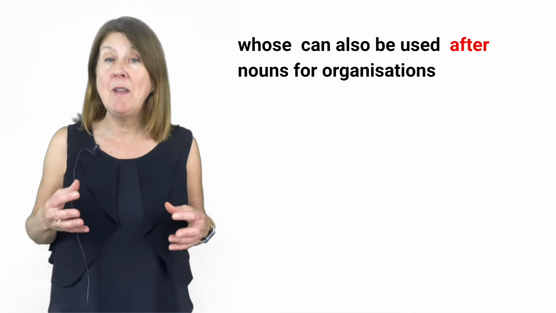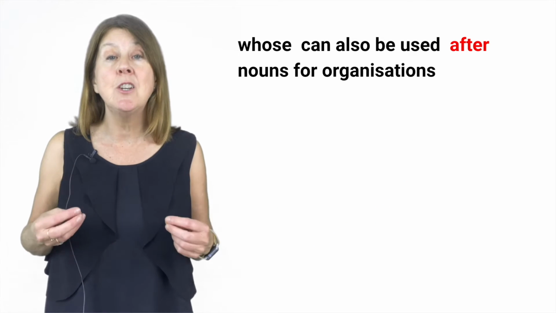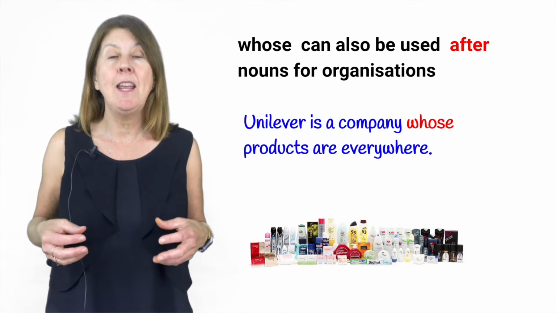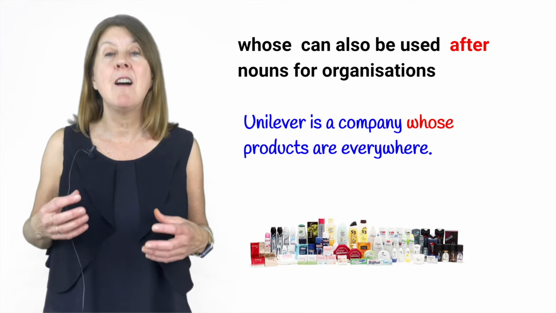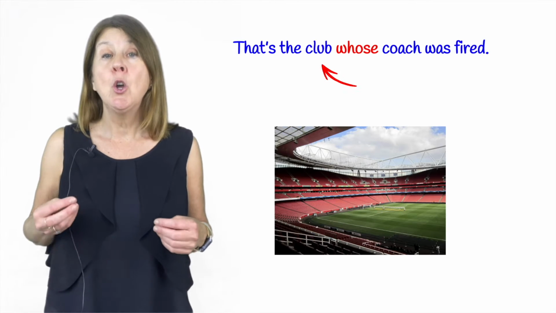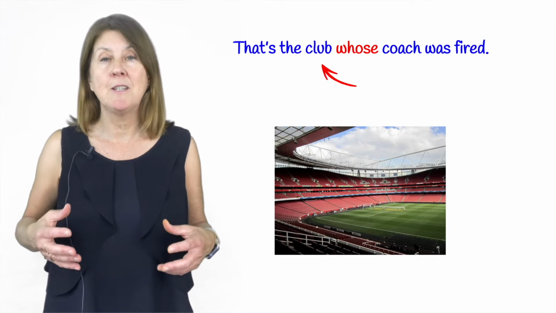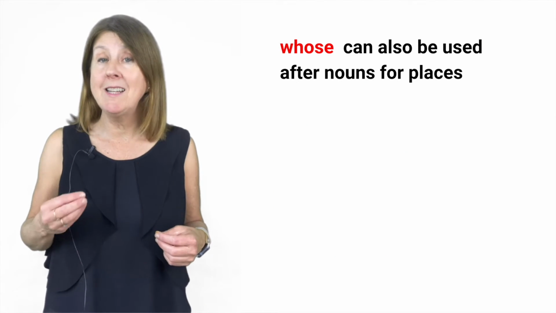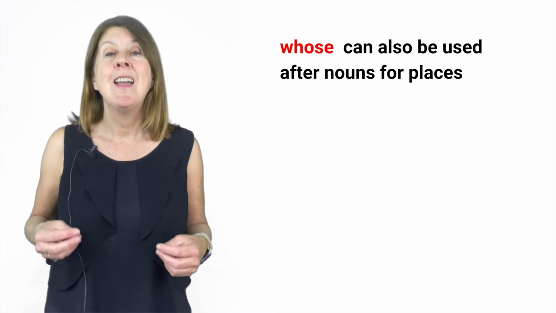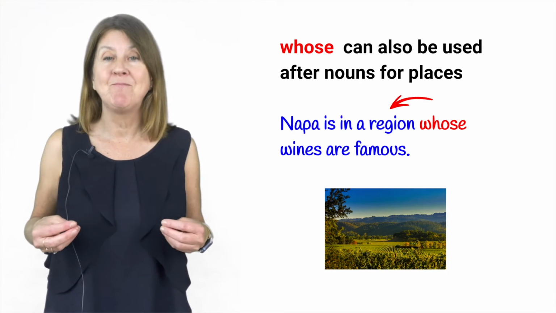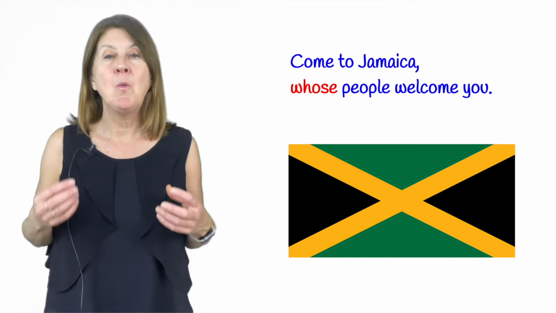Whose can also be used after nouns for organisations. For example, Unilever is a company whose products are everywhere. Or, that's the club whose coach was fired. Whose can also be used after nouns for places. For example, Napa is in a region whose wines are famous. Or come to Jamaica, whose people welcome you.